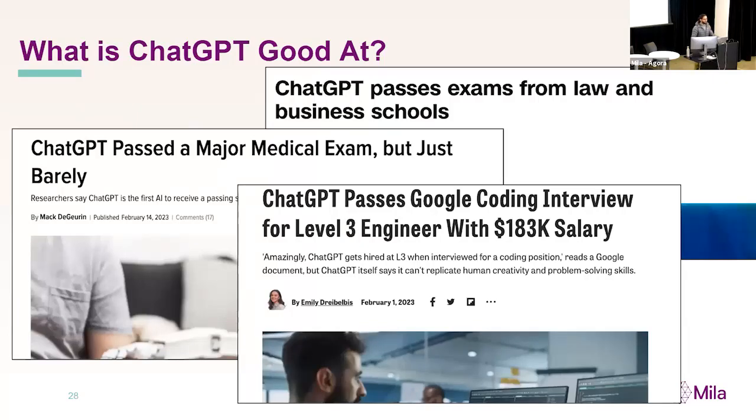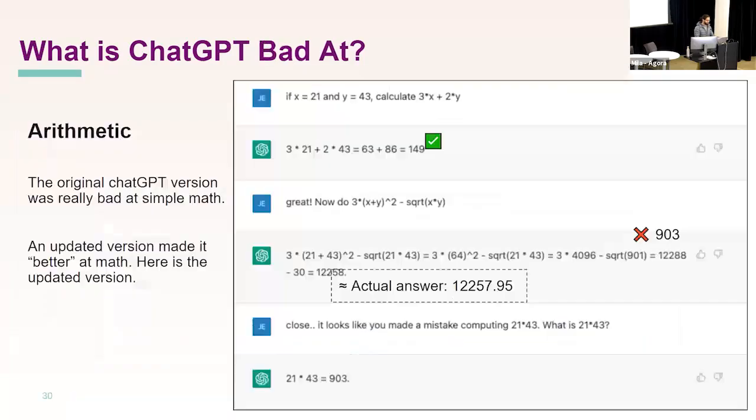Another thing that ChatGPT is pretty good at is passing all sorts of standardized exams, right? These are all sorts of headlines that I found over time. ChatGPT passes exams from London business schools, passes major medical exams, passes coding engineer questions. This is also not super surprising because a lot of these questions probably end up being found online, but it's still very impressive that it can do well at these tasks. And in fact, GPT-4 is supposed to be even better than its ChatGPT predecessor.